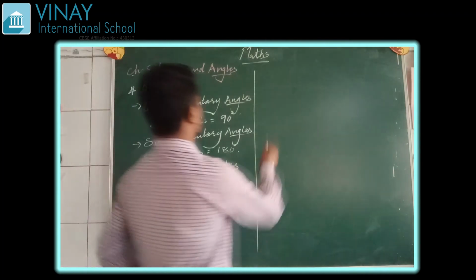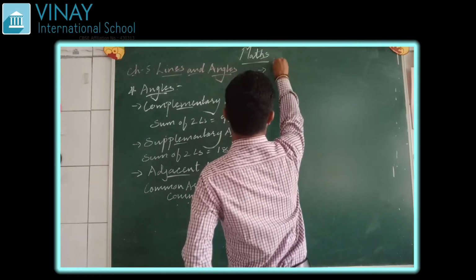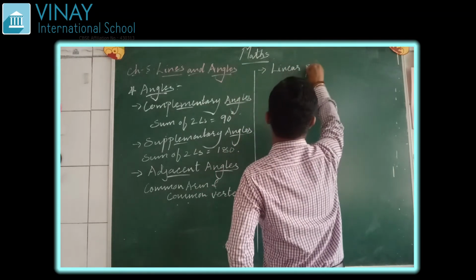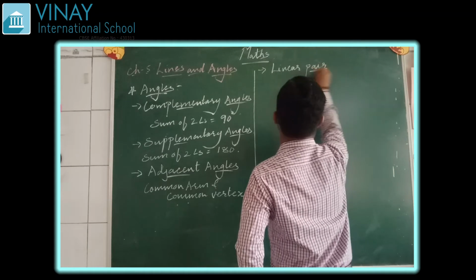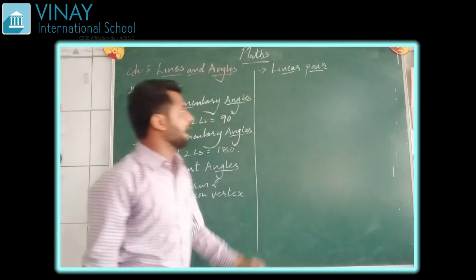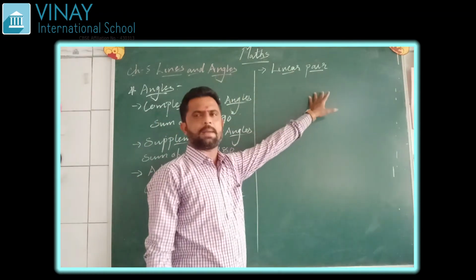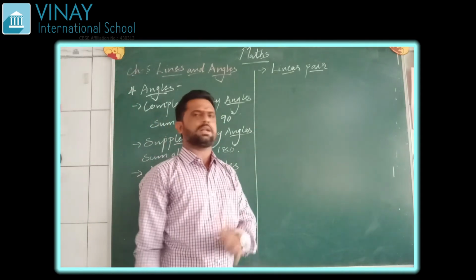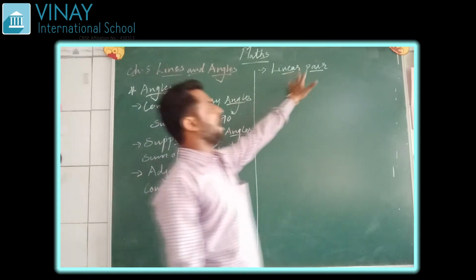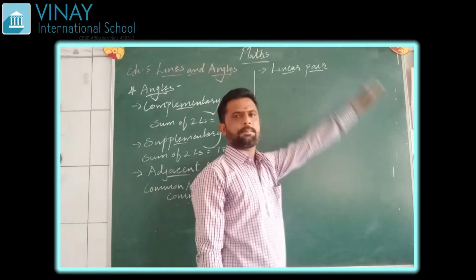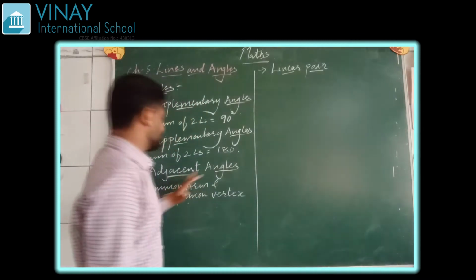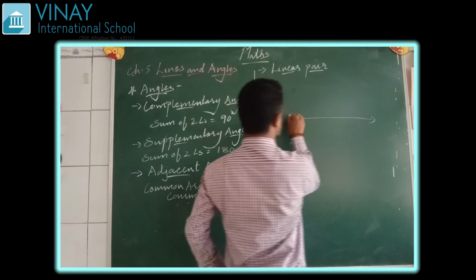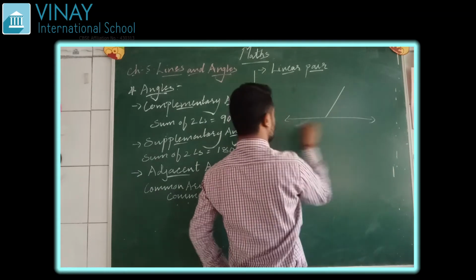Now let us see the next one, that is linear pair. The definition of linear pair is: when two adjacent angles are supplementary, they are known as a linear pair. When two adjacent angles are supplementary, they are known as a linear pair.